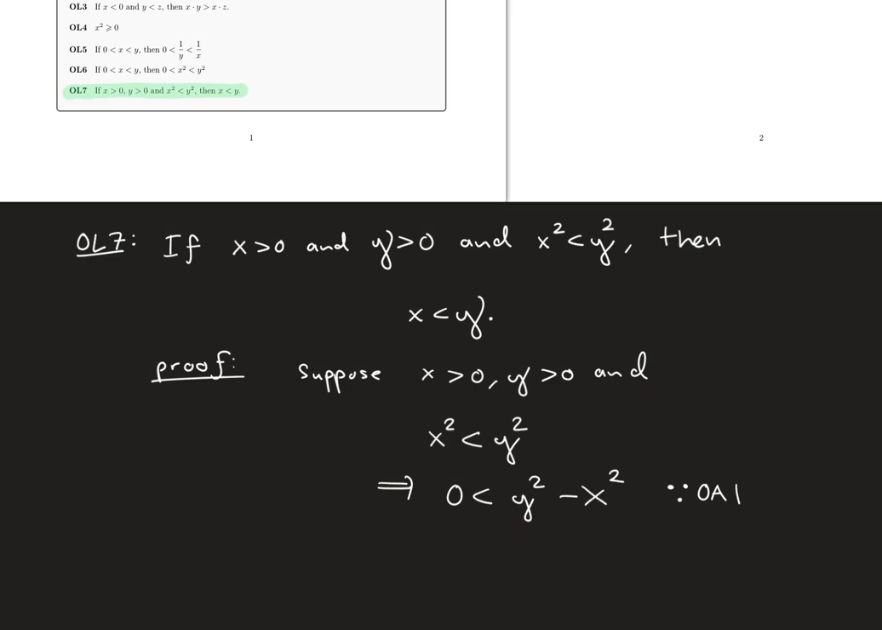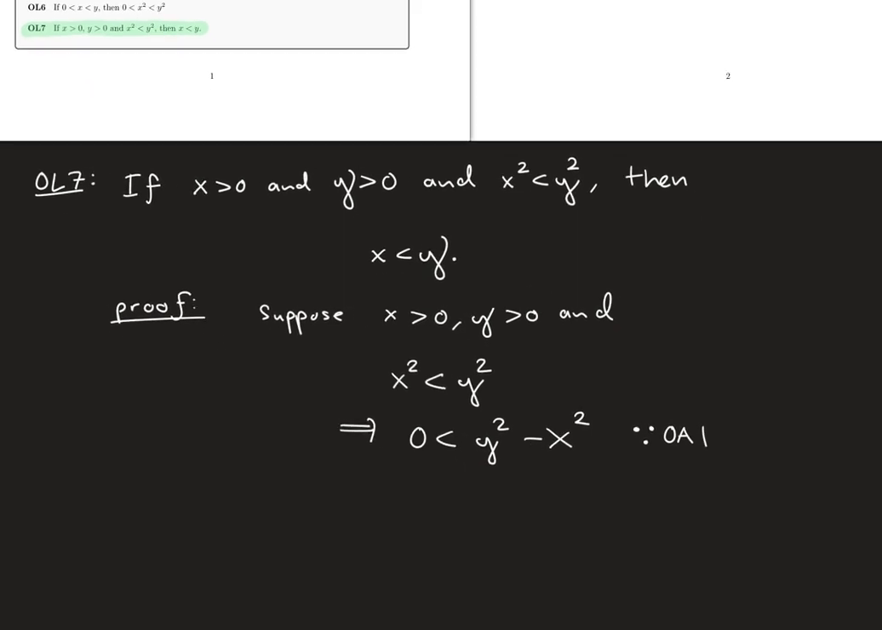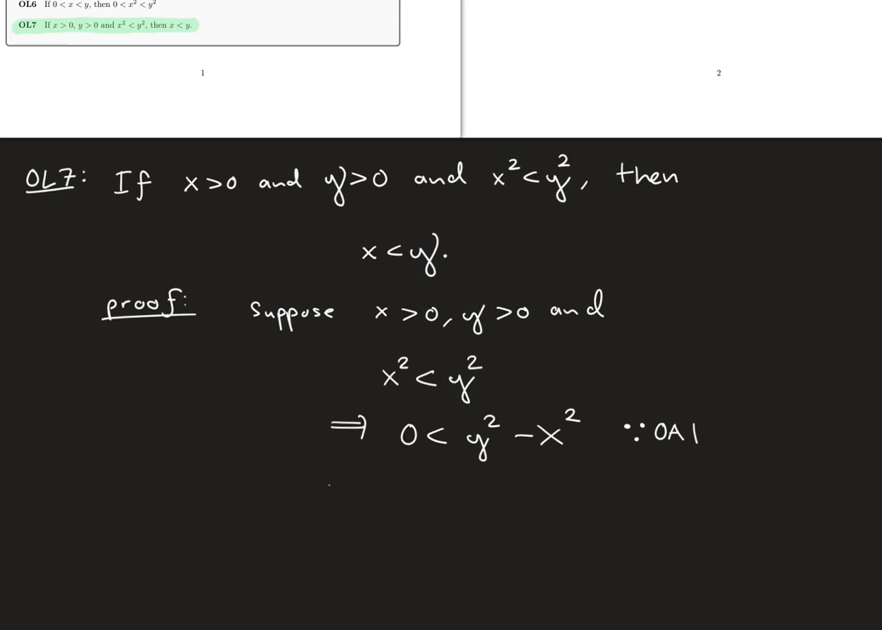x squared minus x squared is 0. We know that by our field axioms. And we have that 0 is less than y squared minus x squared. Oh, that looks like the difference of squares.